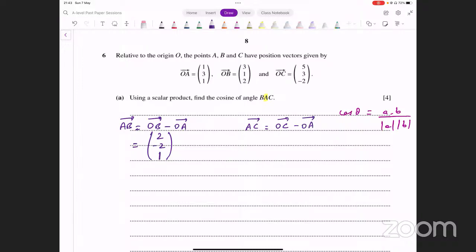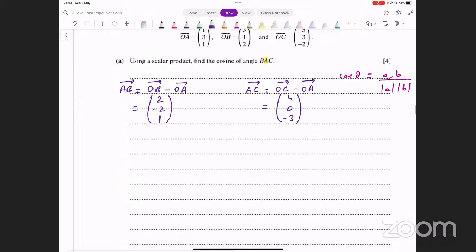5 minus 1, that is 4. 3 minus 3 is 0. And you have minus 2 minus 1, that is minus 3. These are the two vectors AB and AC. Now what we need to do is find their dot product. Let's see what that turns out to be. AB dot AC.